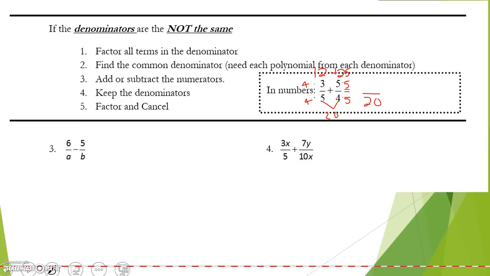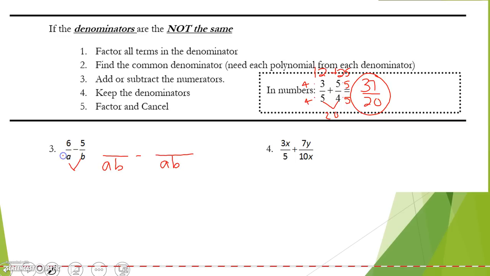Now I can add the tops together and get 37. Step 4, I already kept the denominator the same. And step 5, I cannot reduce that, so that's my final answer. Number 3 is very similar to it. I have an a and a b on the bottom, so I can just multiply those together and make that my common denominator, ab.